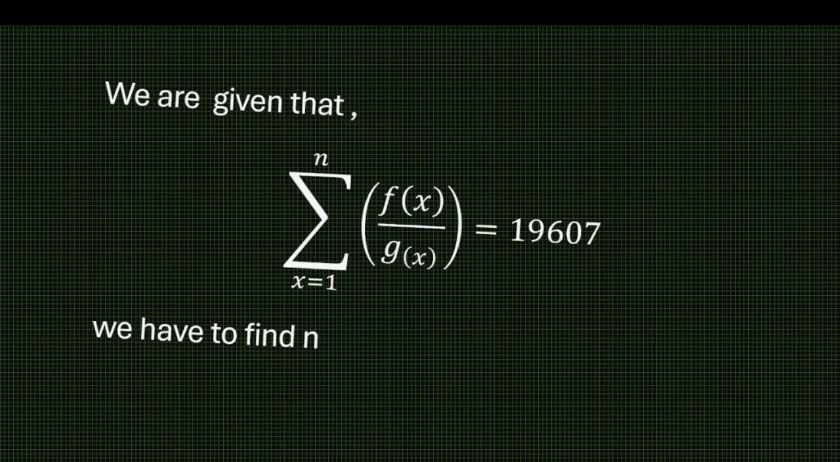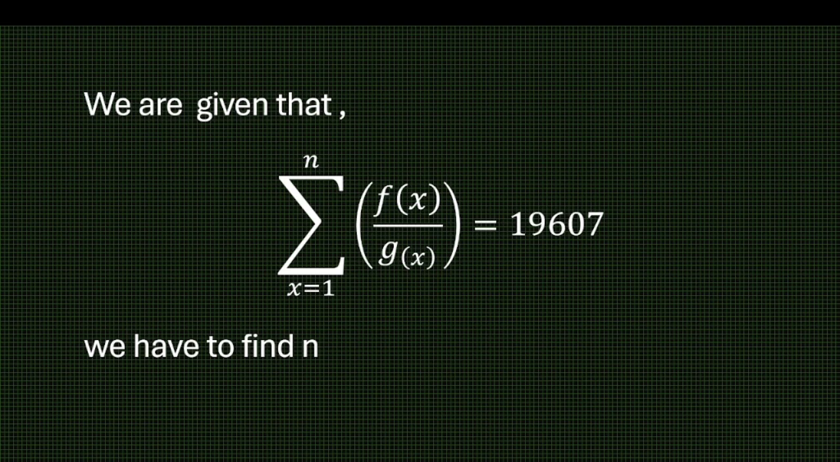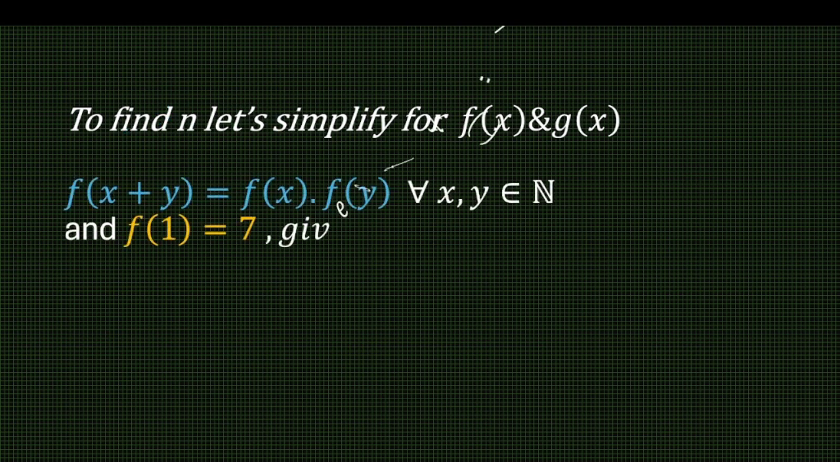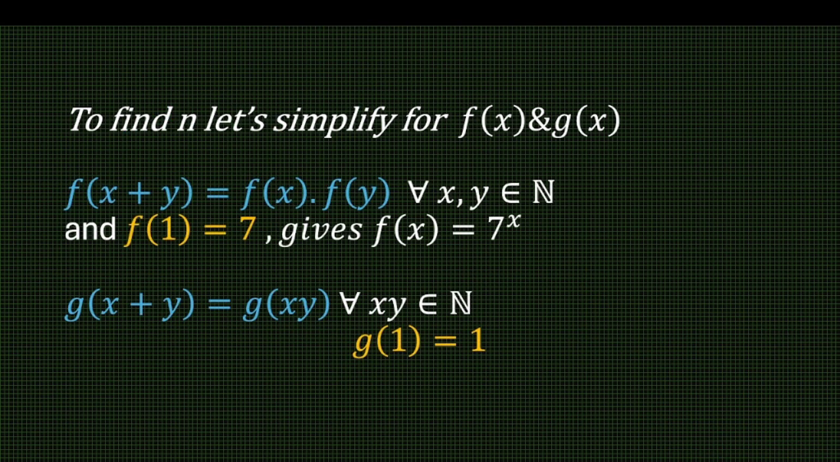We are given that summation x varies from 1 to n of f of x divided by g of x is equal to 19607. We have to find the number n. So, to find n, let's simplify f of x and g of x.